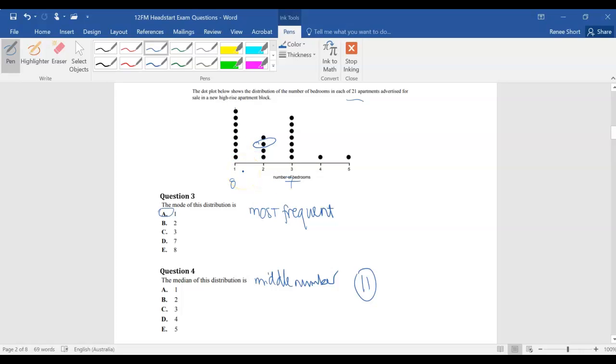I always like to double check after that I've got 10 more. So again, 1, 2, 3, 4, 5, 6, 7, 8, 9, 10. And so the median then is actually 2. And so that will be our answer for question 4.